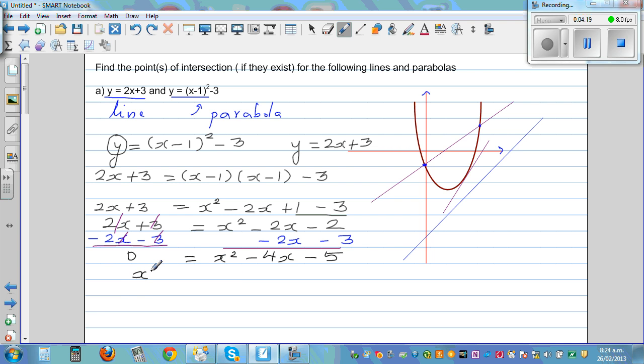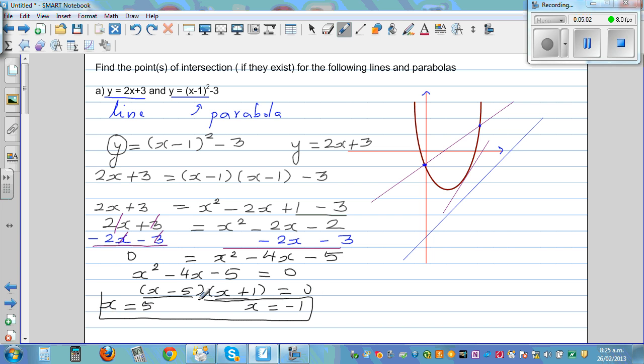So this is x squared minus 4x minus 5 is equal to 0. Putting them in brackets, this is x minus 5 times x plus 1 is equal to 0. Now setting each of them equal to 0, when would this become 0? Well, x has to be 5. And when would this become 0? When x is negative 1. So these are the x coordinates of the points of intersection: when x is 5 and x is negative 1, they intersect each other.